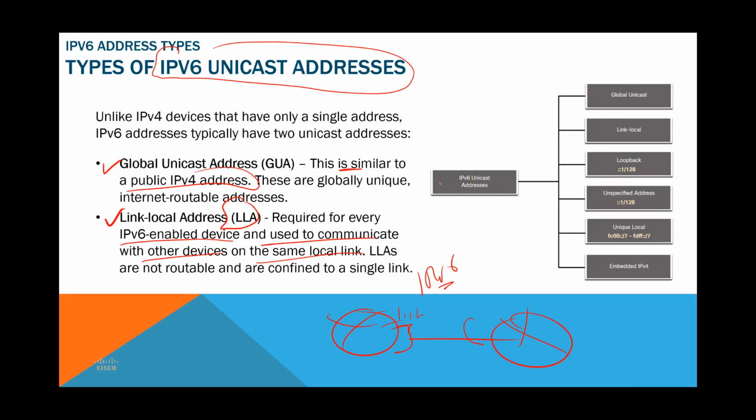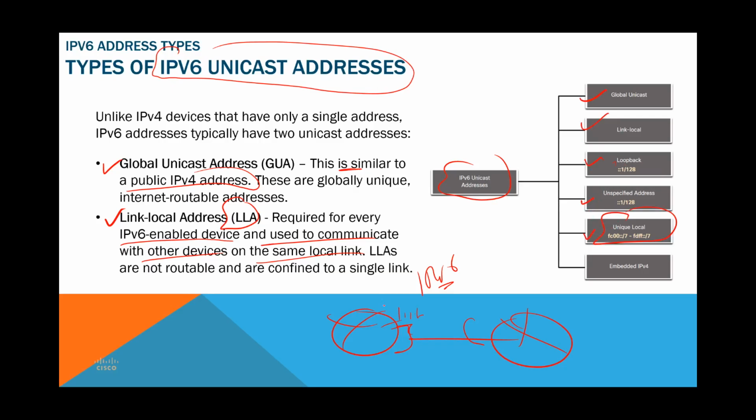So still talking about the IPv6 unicast addresses, they have all kinds of them. See them here. Global unicast, link local, loopback. I talked about loopback when we were doing, I can't remember the topic, unspecified address, which is the same thing as our loopback. Unique local. Guys, this is the one that is equivalent to our private IP addresses.